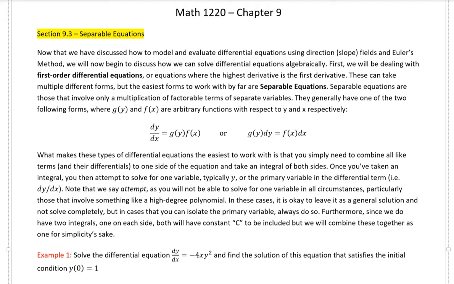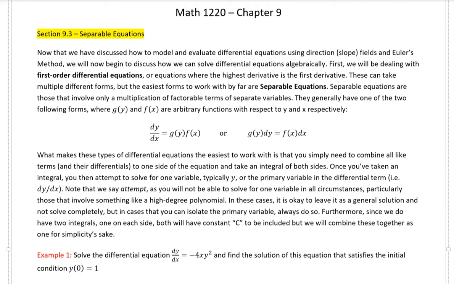Up to this point, we've discussed how to deal with differential equations in terms of how to graph them, how to plug in point values, and solve for some initial value problems, at least to some extent. But we haven't really talked about how to actually solve for an equation or a family of equations that would be the solution set for a differential equation. That's what we're going to be talking about here in section 9.3 and in 9.5.